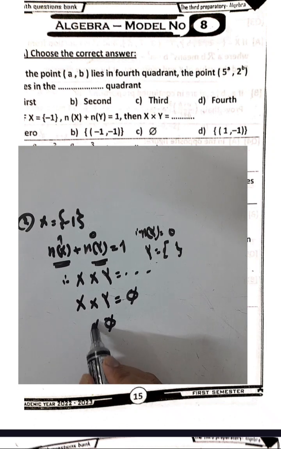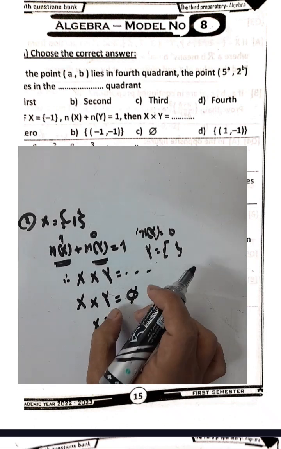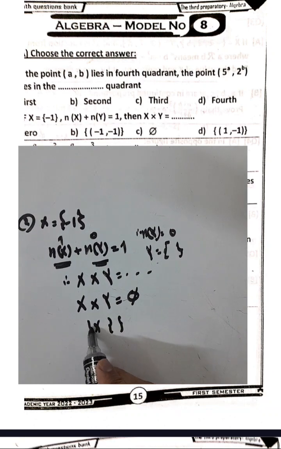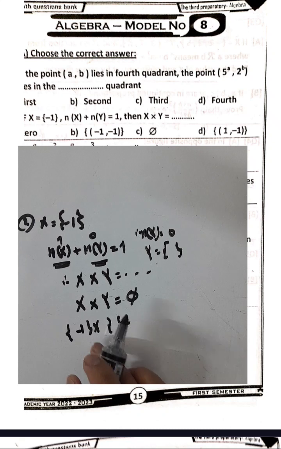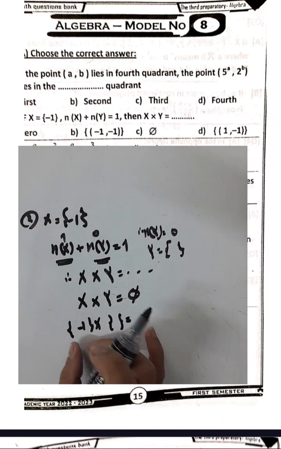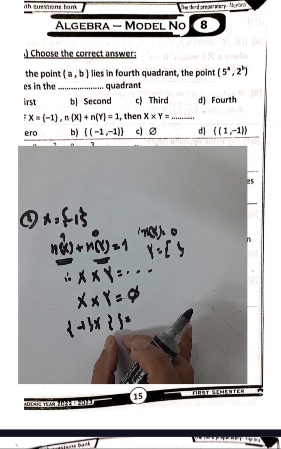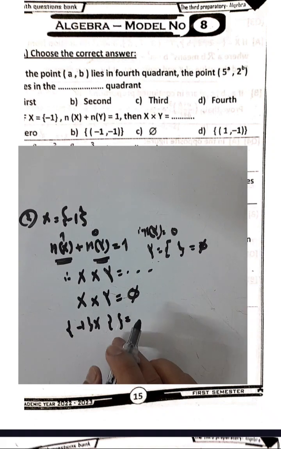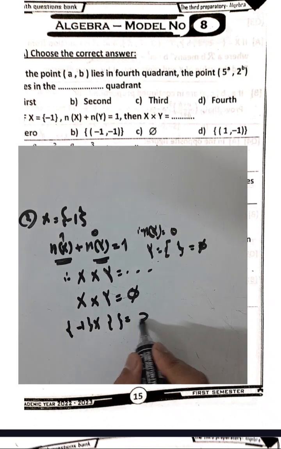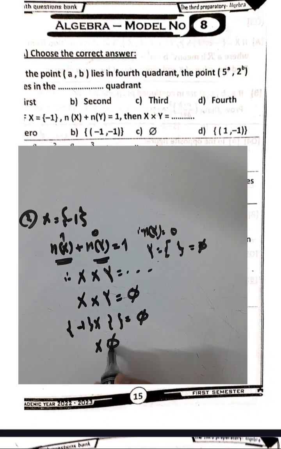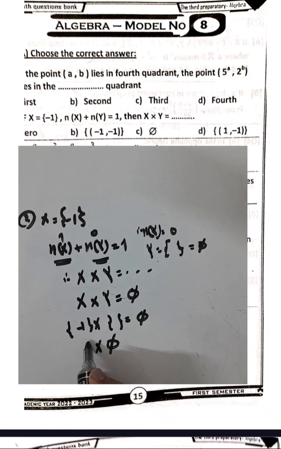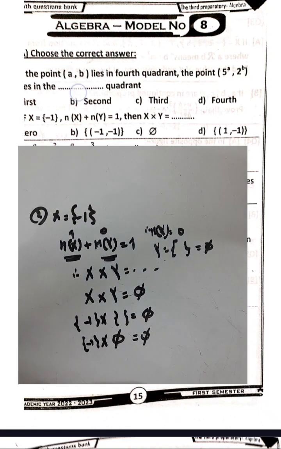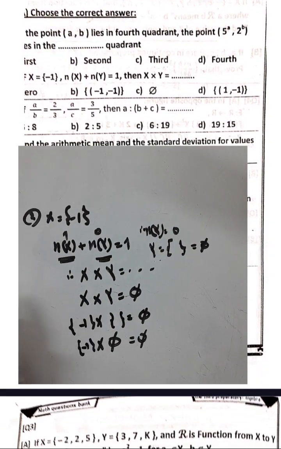The Cartesian product between the set of negative 1 and the empty set, which we call phi. You can write here phi or empty. The product between them will be phi, the empty set, the null set. Choose letter C.